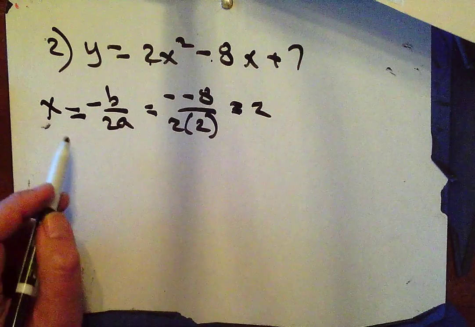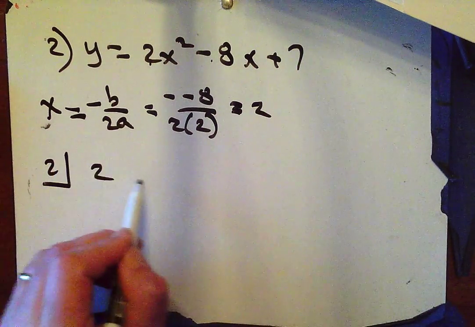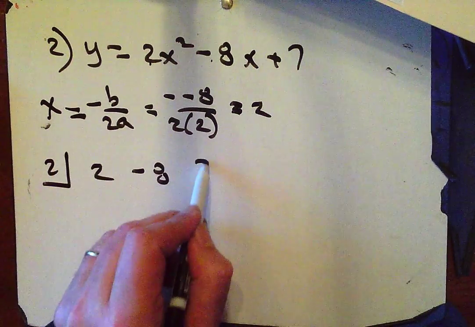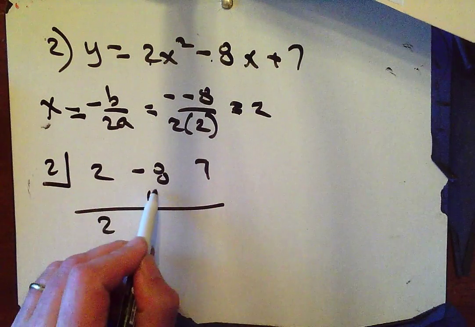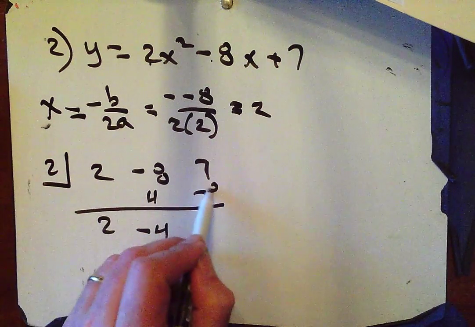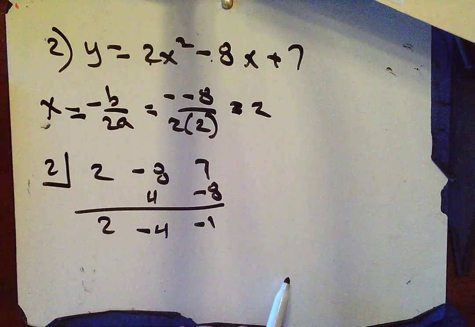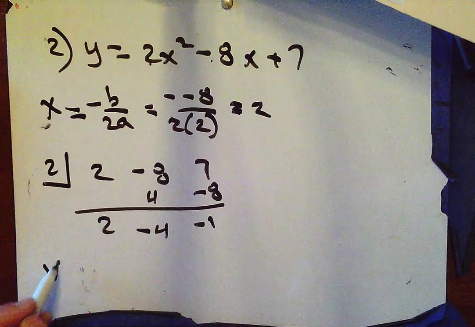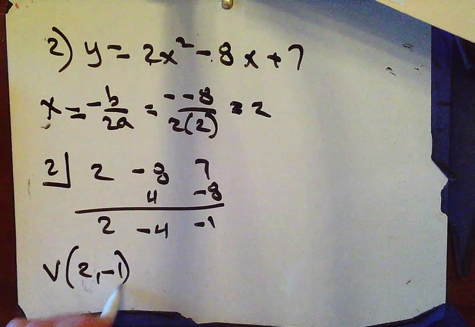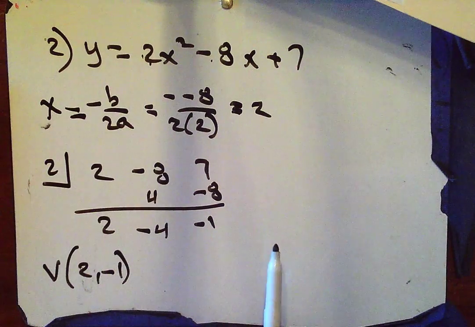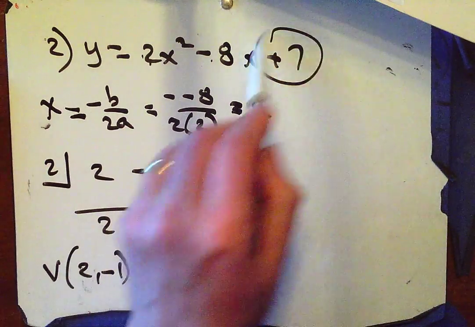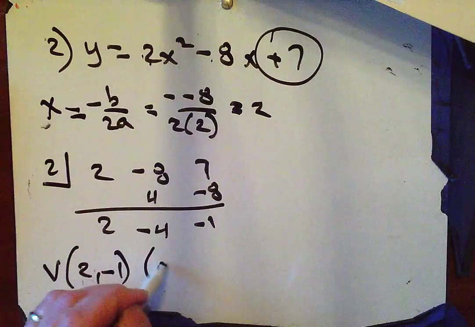I wonder what the y-coordinate of the vertex is. I'm going to use synthetic substitution to find out. 2, 4, negative 4, negative 8, negative 1. Excellent. So I know my vertex is located at (2, negative 1). It's an up-pointing parabola whose y-intercept is 7.